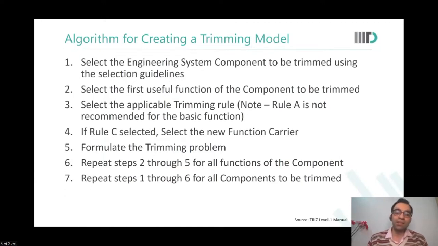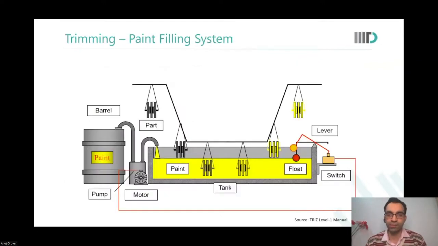Then we formulate the trimming problem as how can the handle move the bristles? Now we pick up the next function. The next function was hold the bristles. So we said, okay, let the handle also hold the bristles. So the problem becomes, how can the handle hold the bristles? And you repeat steps 1 through 6 for all the components. We did this for the head. Now we can do the same thing for the handle. We could do the same thing for the bristles also. And then we would have multiple alternate trimming models.